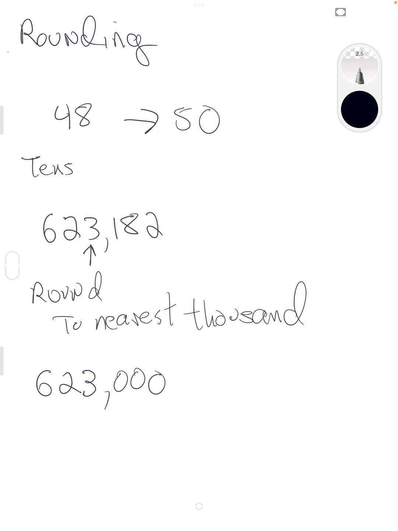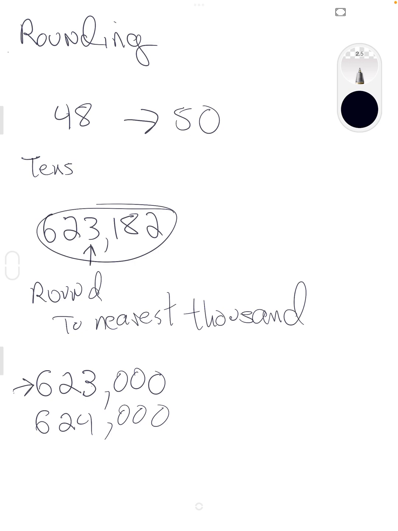Well, it's always going to be the number or the next number. So it's either going to be 623,000 or 624,000. Okay, it'll never be less than that number. It'll always be more. And really what you're looking at is which number it is closest to. 623,182 is closer to this than it is to that. So you're saying, between which thousands is it? That's what we mean by rounding: the closest one between them.